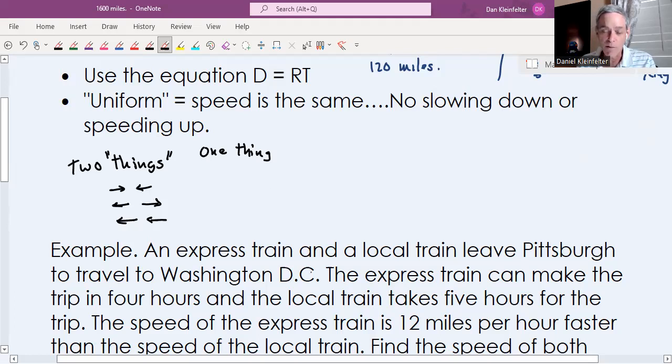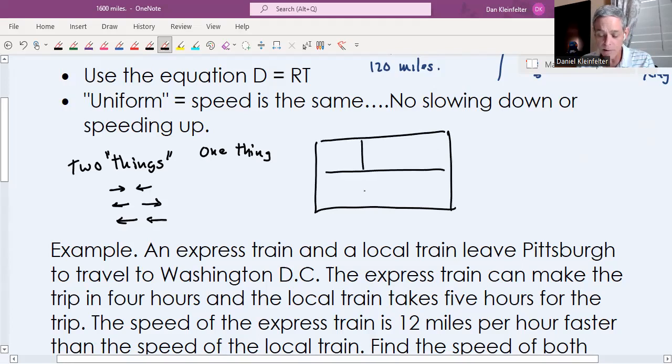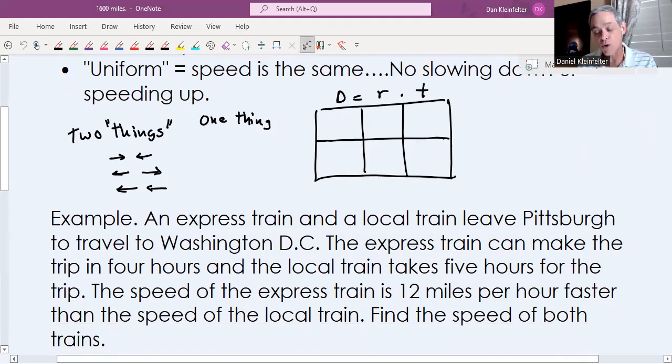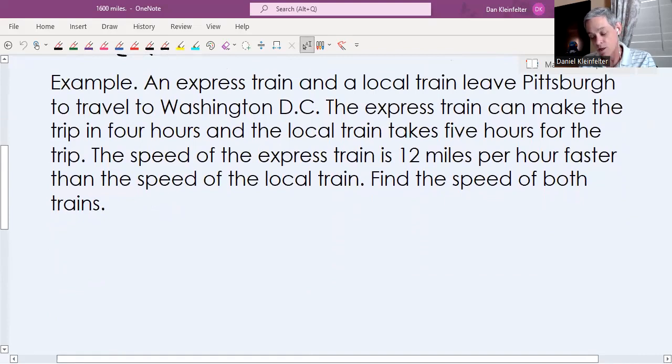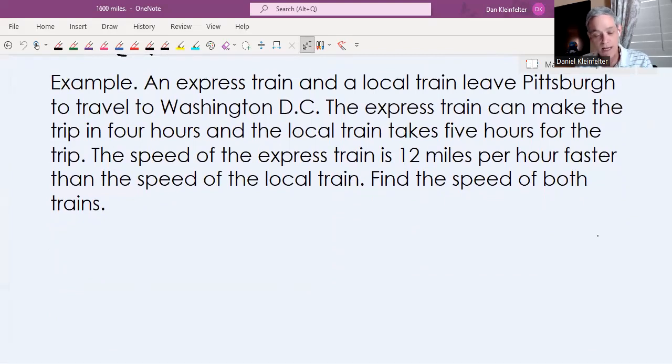So frequently with these problems, I like to organize the information in a table, and the table will have 2 rows and 3 columns. Across the top, we'll have distance equals rate times time. That's to help you remember the formula. And then the 2 rows are for the 2 parts of the problem, the 2 cars, or the person running and then walking, or whatever, as you will see. There are some common elements that you'll see in each of the problems. So speaking of which, we should get started on a problem.